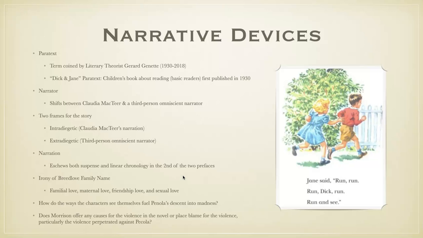I also want to highlight something. There's irony in the family name Breedlove. And think about that. Breeding love. And do the Breedloves breed love? There are three or four types of love that are described throughout the story of this novel. We've got familial love, family. There's a lot of focus on maternal love, lots of mothers in this story. We've got friendship love. We've also got, under familial, parental and sibling love. And then we've got sexual love as well.